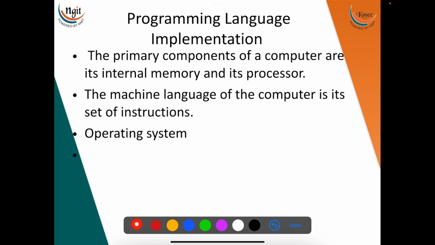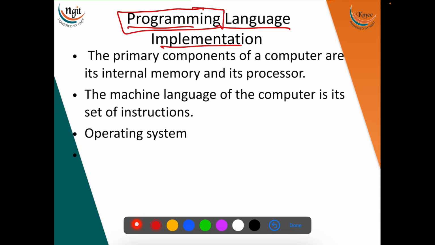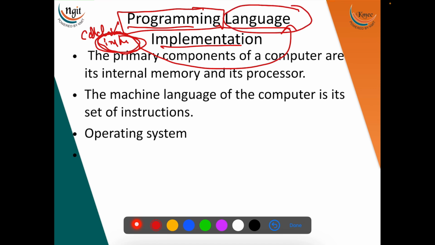Now let's get started. What is programming language implementation? Basically we'll write programs. What do you mean by a program? A program is a collection of instructions, which we write to fulfill or execute some task, and all these instructions will follow some language. Based upon this language we'll write instructions to execute some task, and all these will get implemented using two major components, which are memory and processor.